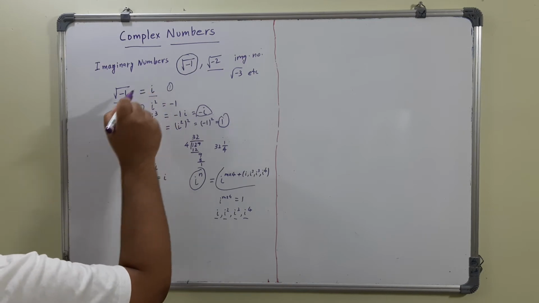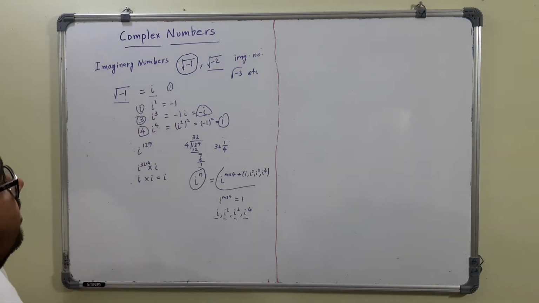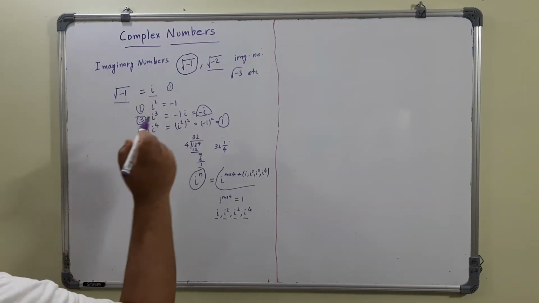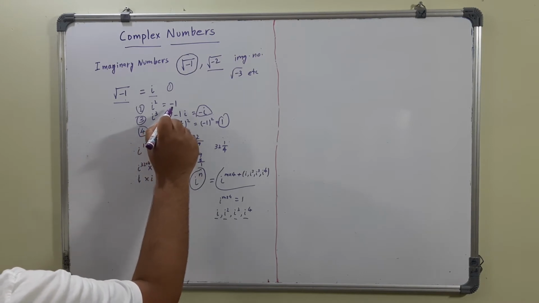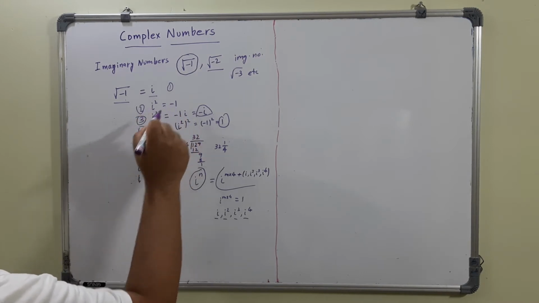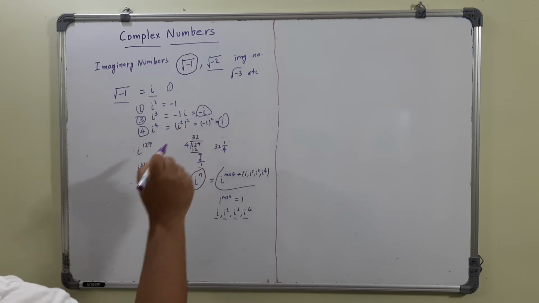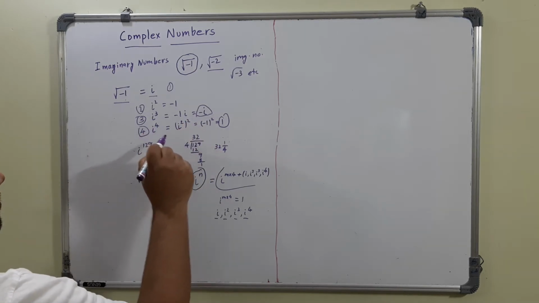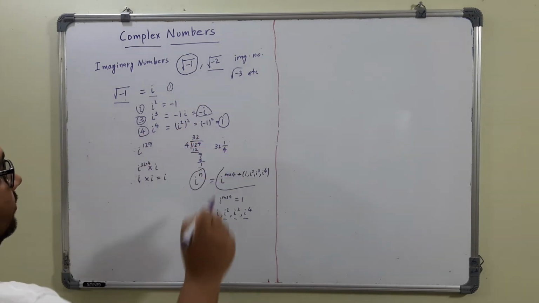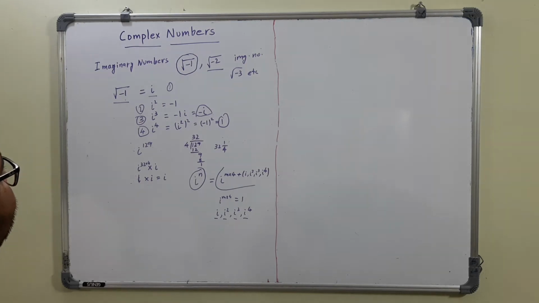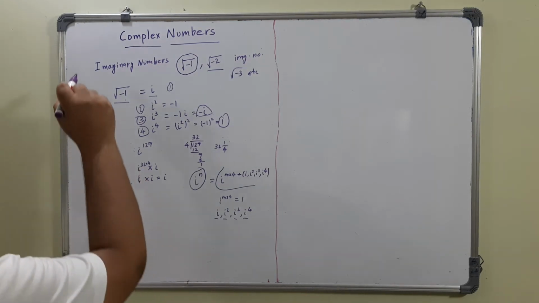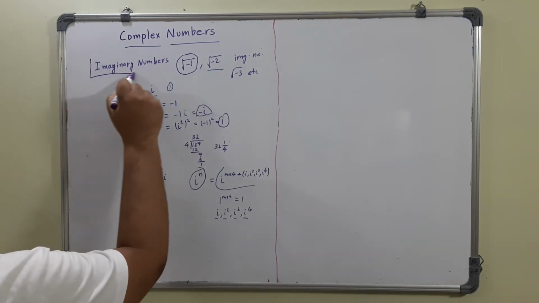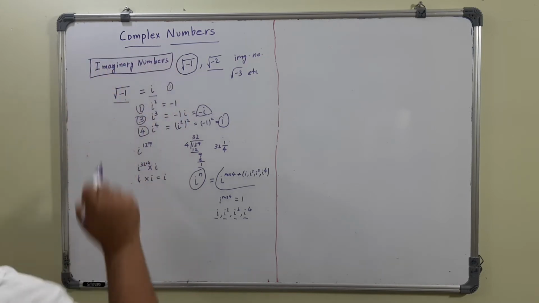i to the power 1 equals the square root of -1, i squared equals -1, i cubed equals -i, and i raised to the power 4 equals 1. All these parts are written. So we have learned about imaginary numbers.